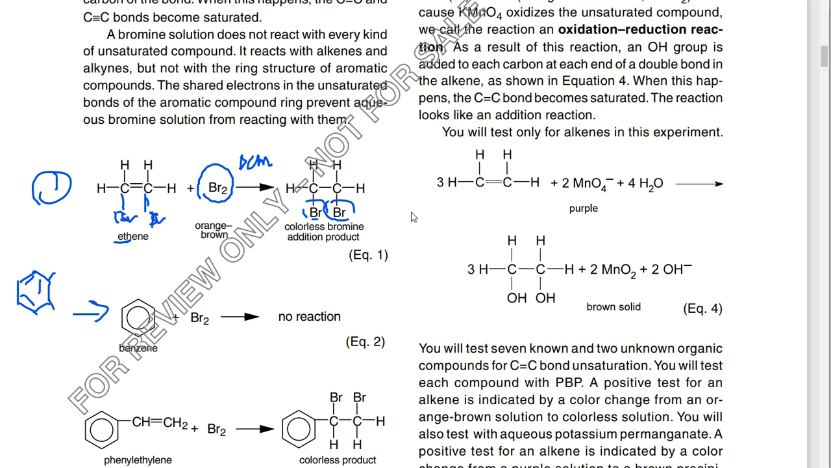So because it doesn't want to disrupt the organization, it's going to prevent that kid from coming into the closet and destroying everything. So it locks it out. And bromine is that kid. So we see no reaction here with the bromine if we put it into the presence of an aromatic.